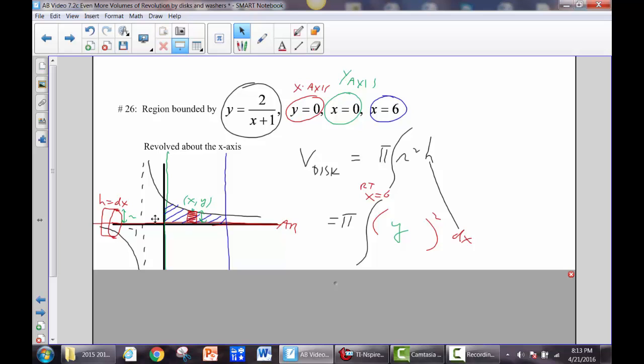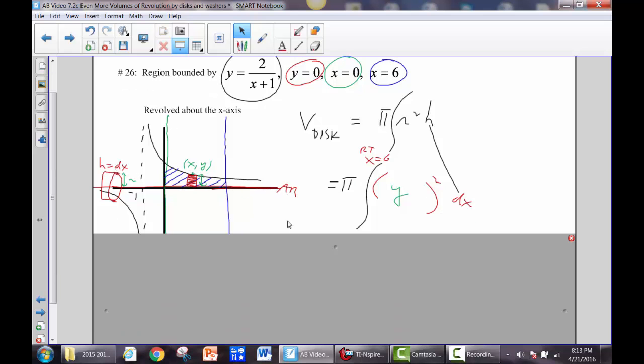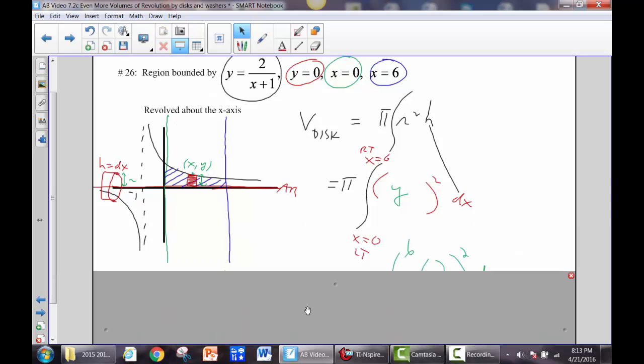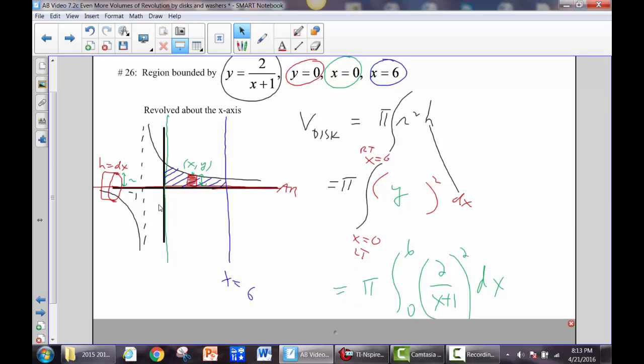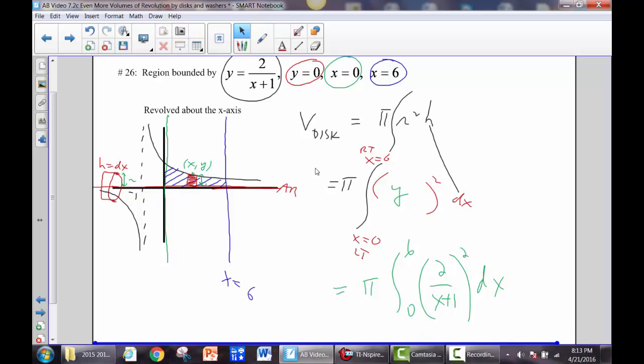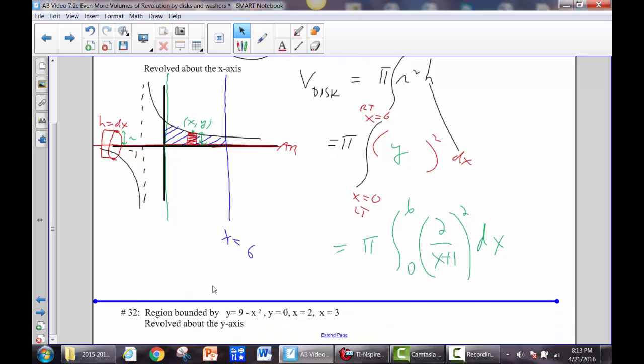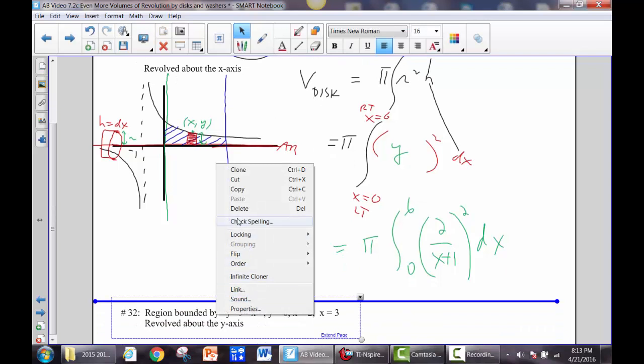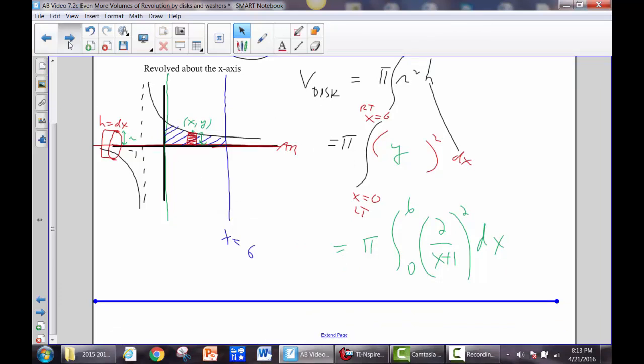So you will get a disk. And remember, perpendicular to the axis of rotation, so pi r squared. The radius is this height right here, which is your y coordinate of that point, but everything's in terms of x because the height is horizontal. So you have to replace y by 2 over x plus 1. And of course, left border x equals 0, right border x equals 6. Yeah, I really do think I did this one.